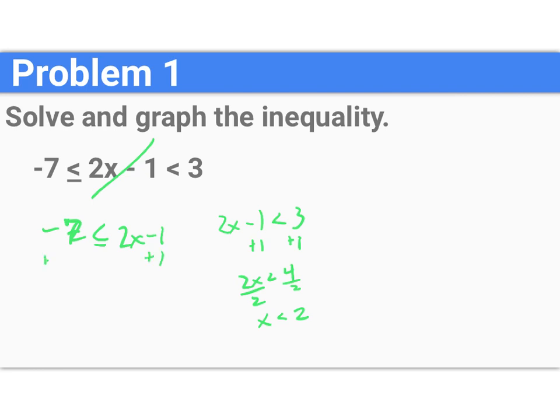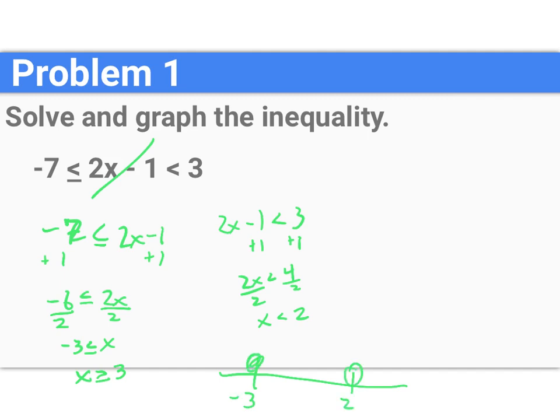Add 1 to both sides. Negative 6 is less than or equal to 2x. Divide by 2 on both sides. Negative 3 is less than or equal to x. Flip everything. X is greater than or equal to negative 3, and x is less than 2. So negative 3 and then 2. Closed circle at negative 3, open circle at 2, and it's all points in between.